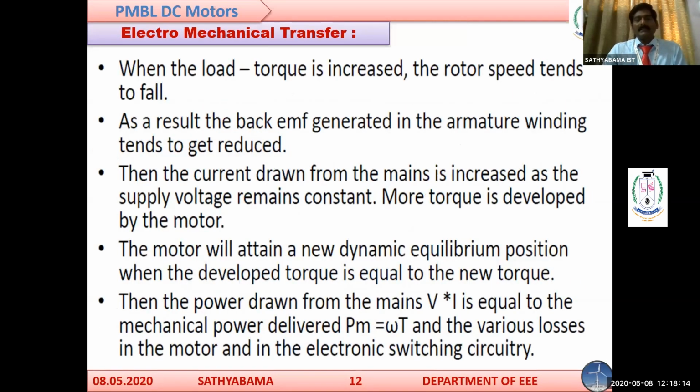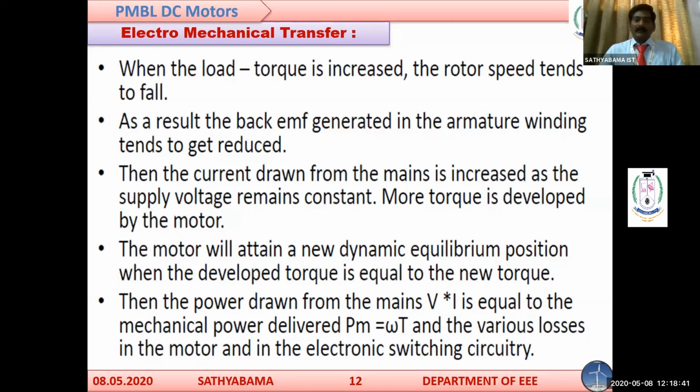When the load torque increases, the rotor speed tends to fall. When the rotor speed reduces, the back EMF generated in the armature also tends to decrease. We know well, EMF is directly proportional to speed. So as the load increases, the speed reduces, so back EMF also reduces. If the back EMF is reduced, then the current drawn from the mains increases.